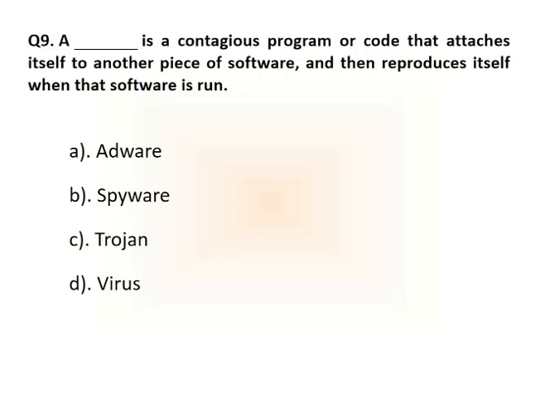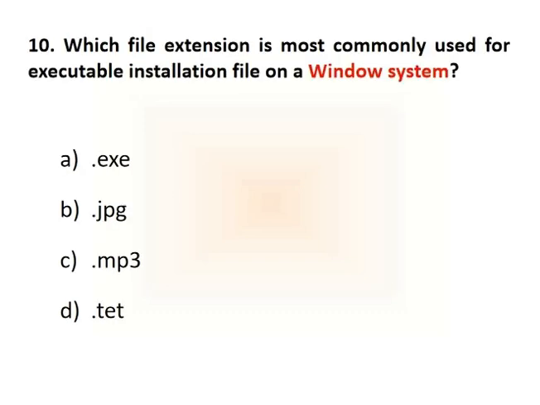A dash is a contiguous program or code that attaches itself to another piece of software and then reproduces itself when the software is run. Option number D, virus. Which file extension is most commonly used for executable installation file on a Windows system? Option number A.